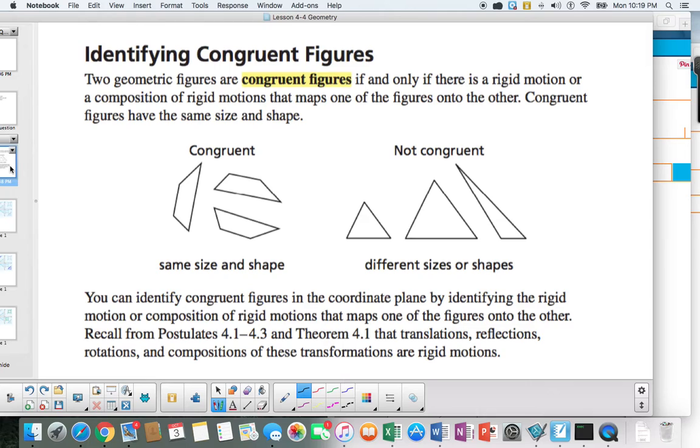The definition of congruent figures: two geometric figures are congruent figures if and only if there is a rigid motion or a composition of rigid motions that maps one of the figures onto the other. This if and only if statement is the definition. The second sentence, congruent figures have the same size and shape, is a consequence of this definition. Again, the second sentence is not the definition.